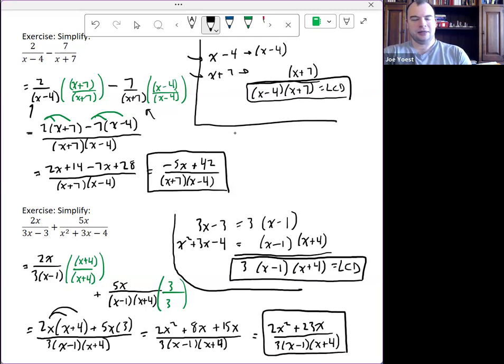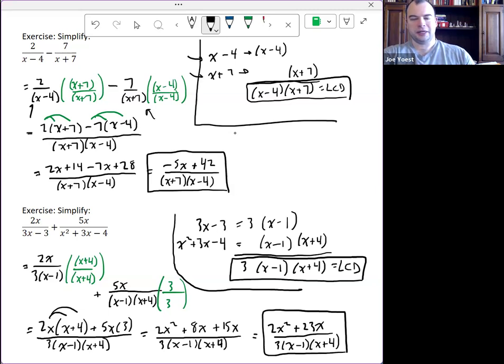I can write these over the common denominator and then combine them together to make 2 times parentheses x plus 7 minus 7 times parentheses x minus 4, all divided by x plus 7 times x minus 4. And now I want to simplify. I want to see if there are any common factors I can divide out. So my numerator, I multiply it out. 2 times x plus 7 is 2x plus 14. Minus 7 times x minus 4 is minus 7x. And then minus 7 times minus 4 is plus 28 over that same denominator.